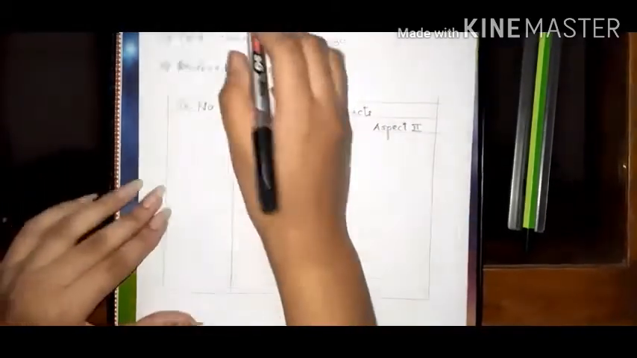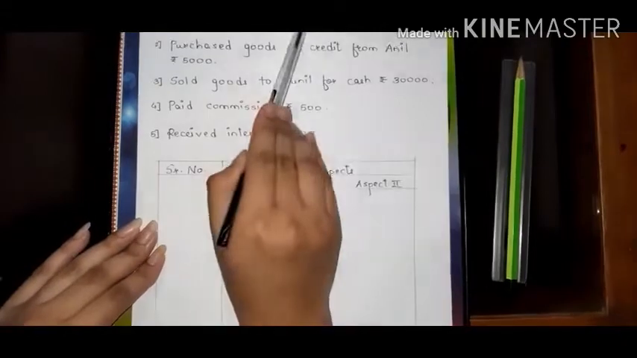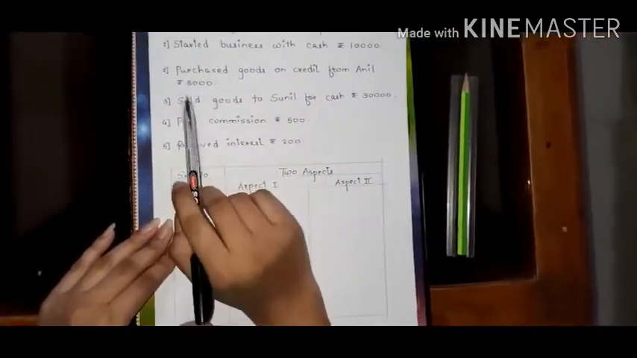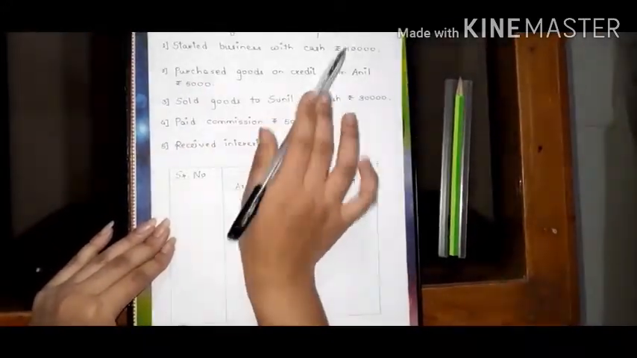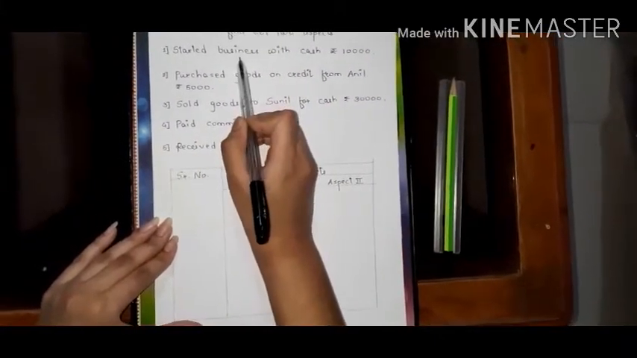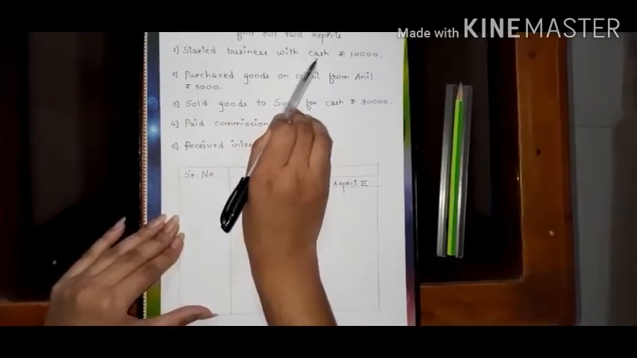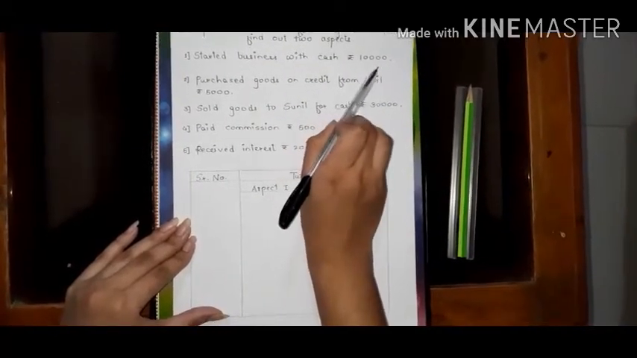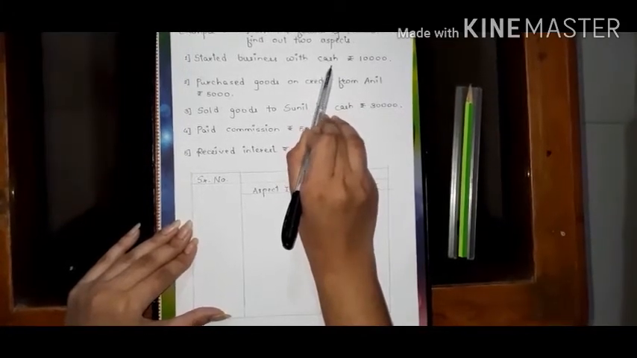So now let's start with the first entry, that is the first transaction. Started business with cash rupees 10,000. This is the first transaction. Now the owner has started business with cash rupees 10,000. Now we have to find out 2 aspects in this transaction. Now the first aspect over here is cash, rupees 10,000. He has started business with cash, so the first aspect is going to be cash.